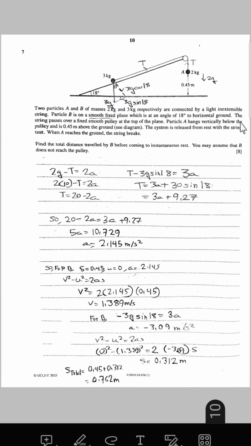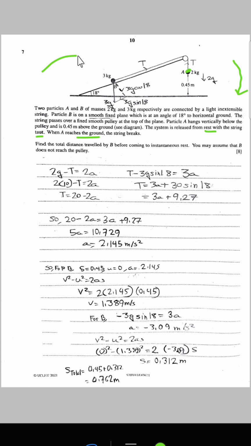So the particle A hangs vertically below the pulley and is 0.45 meter above the ground. The system is released from rest and the string is taut. When A reaches the ground, that means the system moves in such a way that A is moving downwards and B is moving upwards. The string breaks. Find the total distance by B before coming instantaneously to rest.